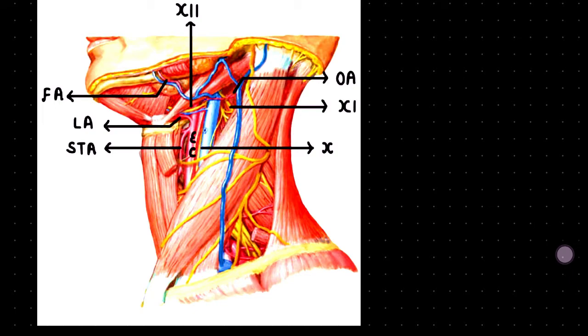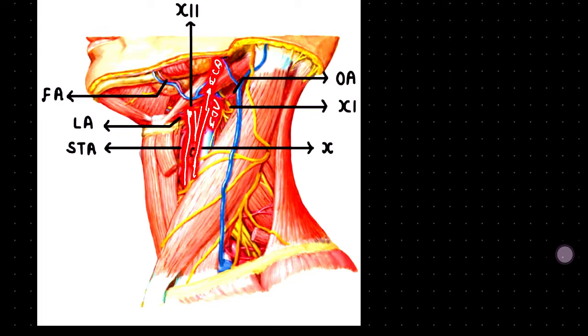Okay. Here, if you see clearly, what was this? This was our common carotid artery. And what is this? This is the bifurcation, right? The bifurcation that is present in the carotid triangle. And here, what is this? This is our internal carotid artery that is going parallel with the internal jugular vein, right?